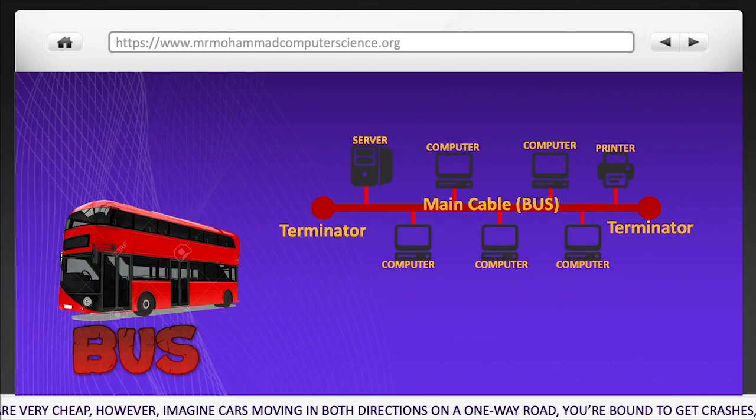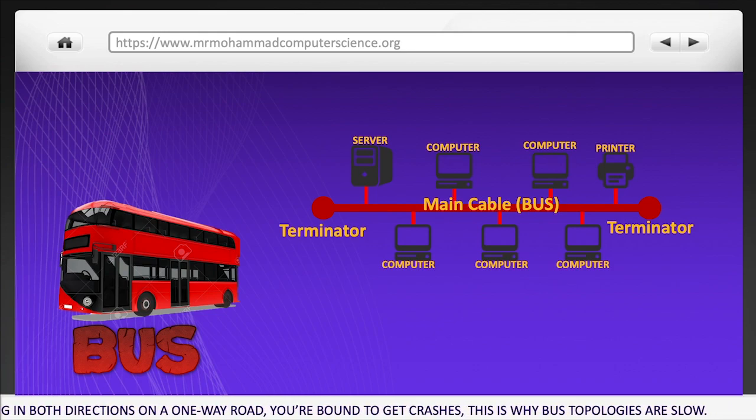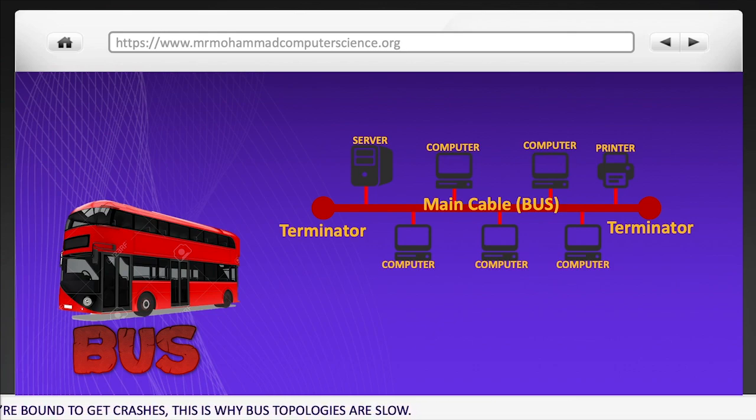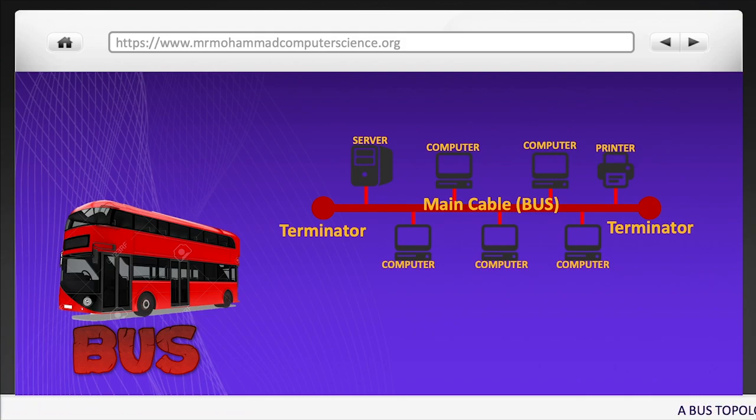Bus topologies are great because they're very cheap. However, imagine cars moving in both directions on a one-way road. You're bound to get crashes. This is why bus topologies are slow.